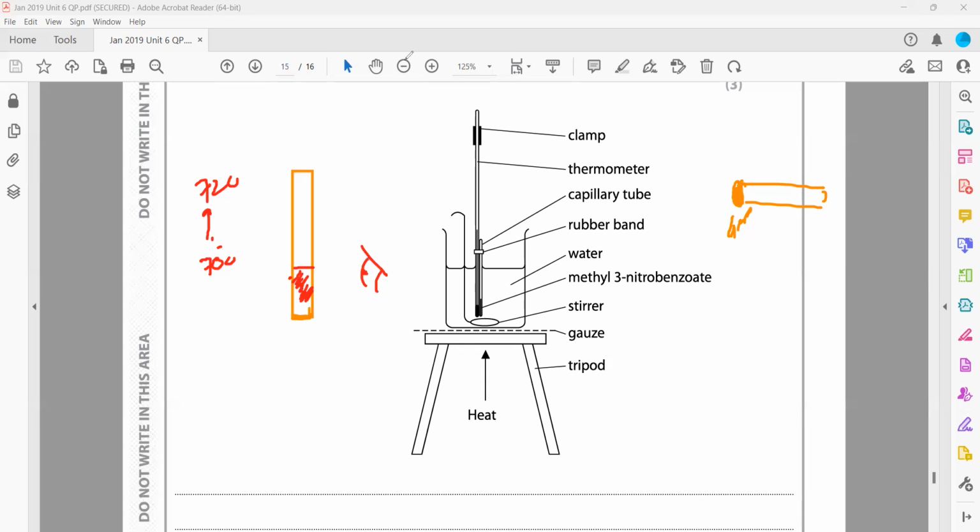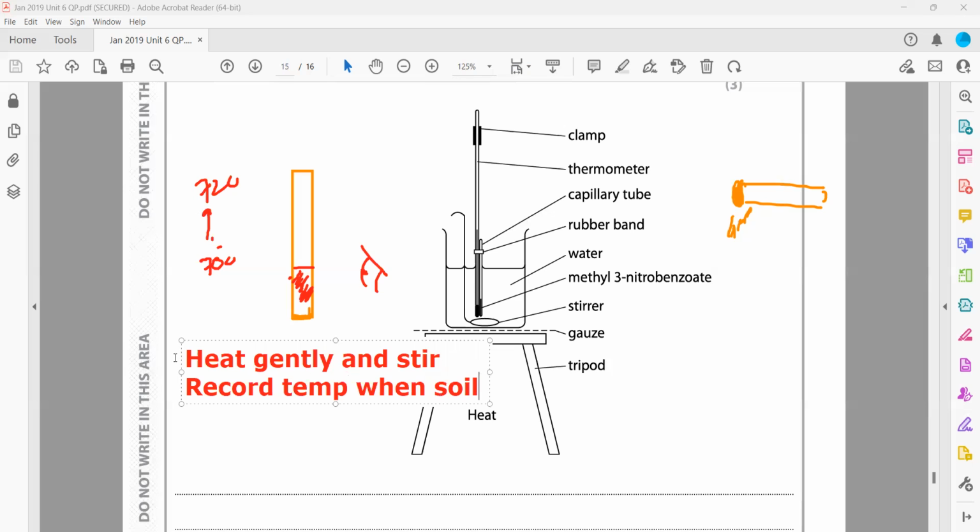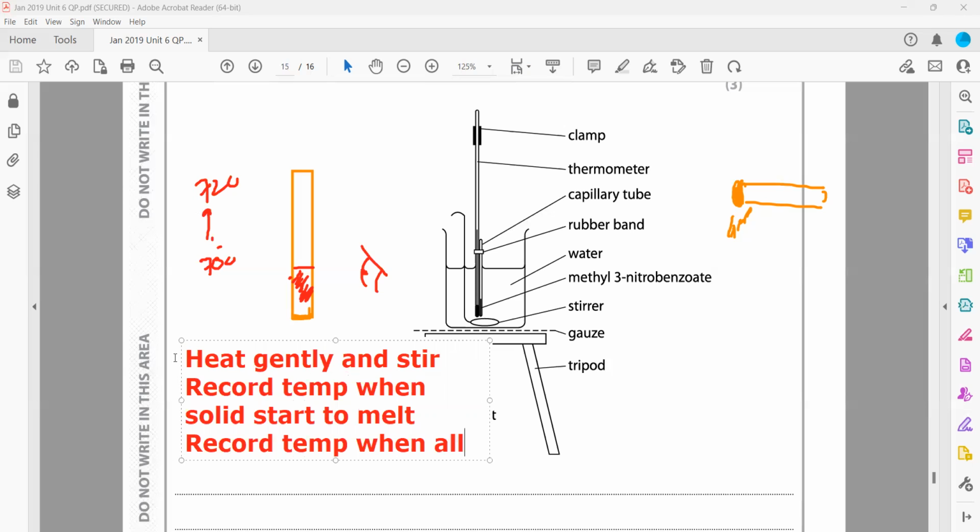So we will heat gently and stir. Then record the temperature when the solid starts to melt. And record the temperature when all the solid turns into liquid. So this is always the case whenever you're using a melting point apparatus.